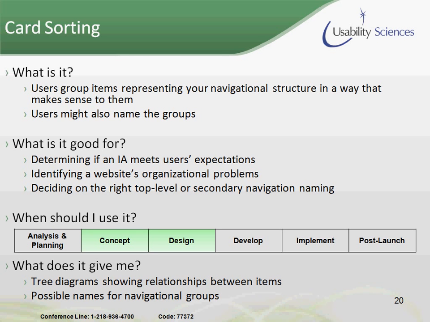And just an aside, there's a difference between an open card sort in which your users are actually naming those groups and a closed card sort in which they're just putting the items into various groups that you've already named for them.